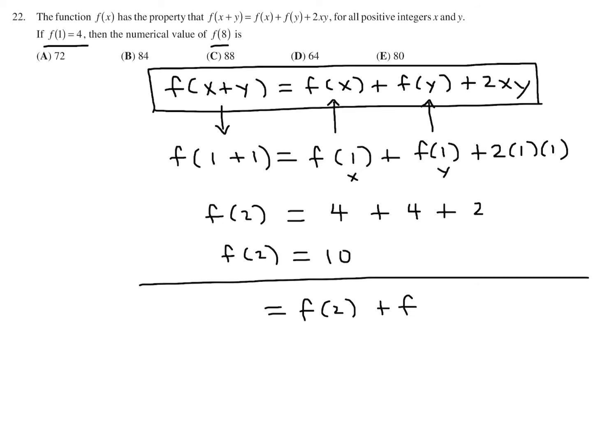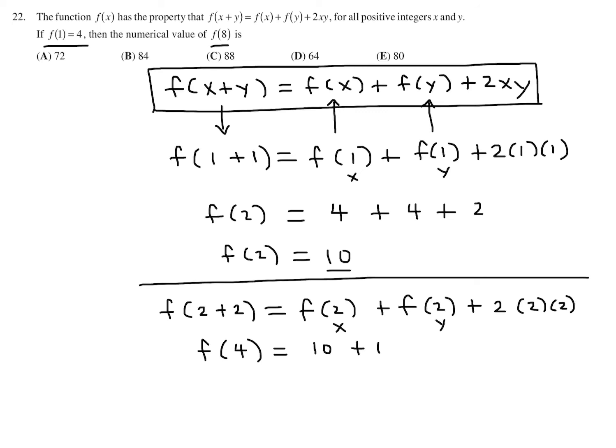And same thing with f at y. Therefore what I've done is I've made x equal to 2 and y equal to 2. So this now becomes 2 times 2 times 2. And then f at x plus y is 2 plus 2, so this now becomes f at 4. F at 2, the numerical value is 10, plus 10, plus 2 times 2 times 2, which is 8. So this is 28. So f at 4 is 28.